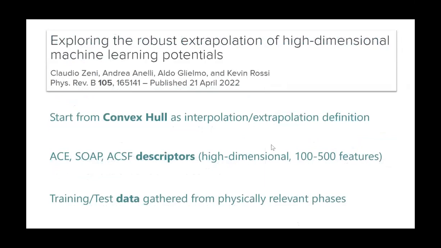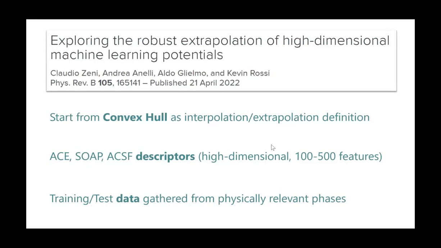So in this work we did almost a year ago now, we explored the robust extrapolation of high-dimensional machine learning potentials and asked ourselves a question. Are the potentials accurate only because they interpolate? What does it mean to interpolate? What does it mean to extrapolate? And what can we say about this?